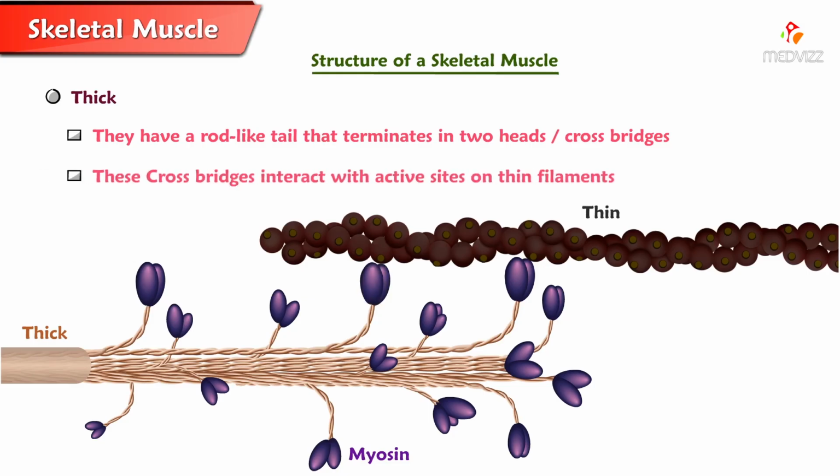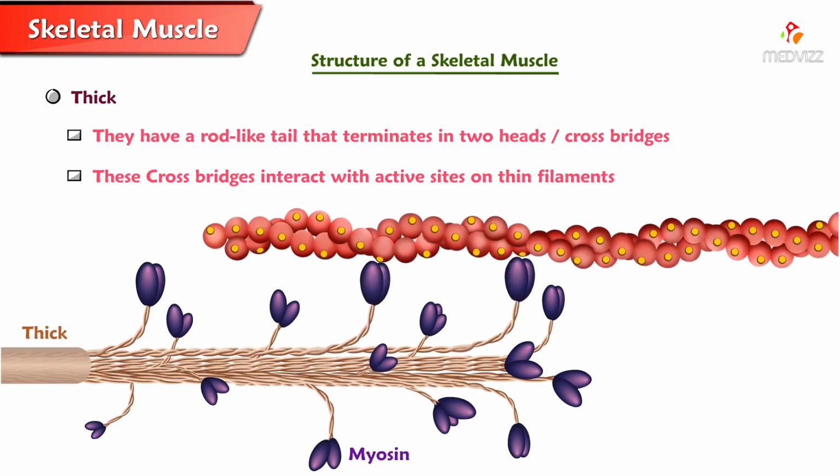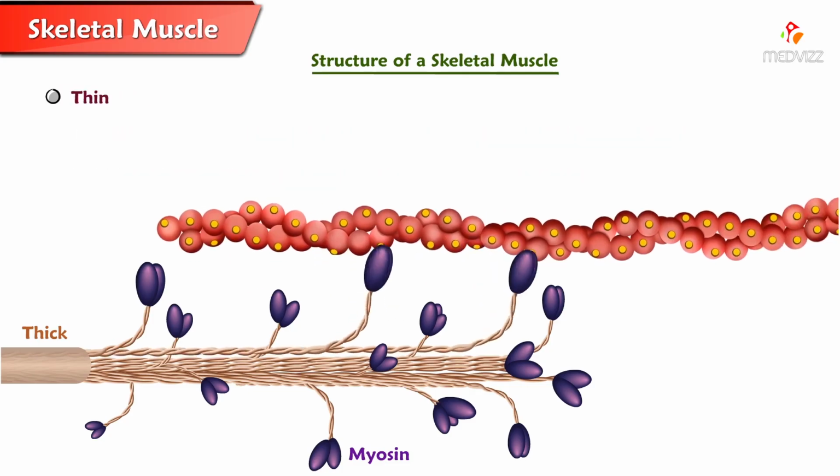These cross bridges interact with active sites on thin filaments. Thin filaments are primarily composed of the protein actin. They are coiled, helical structures that resemble twisted strands of pearls.